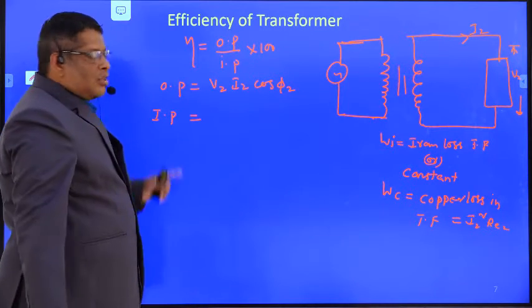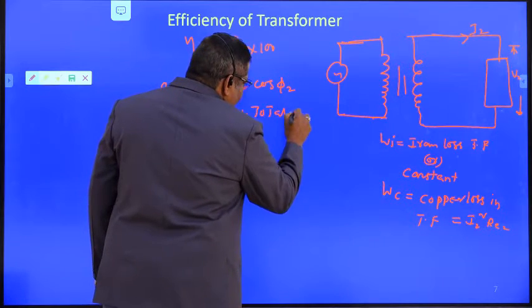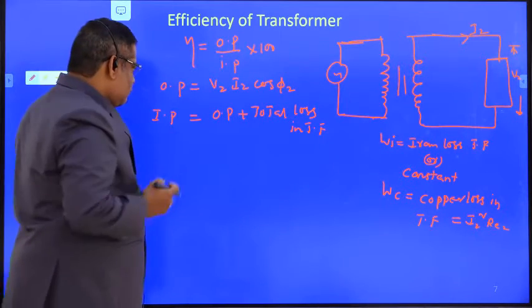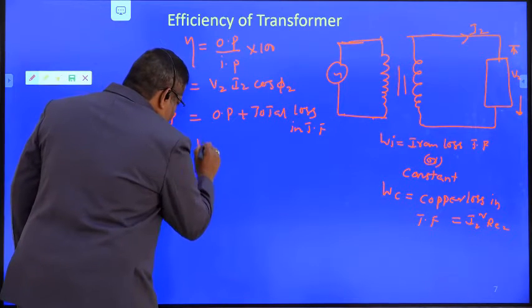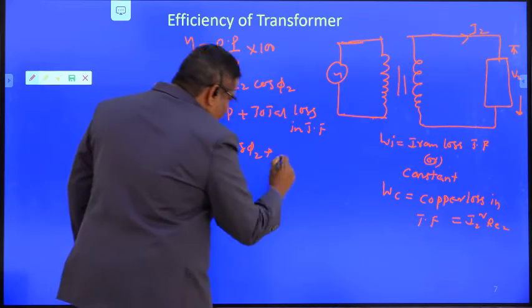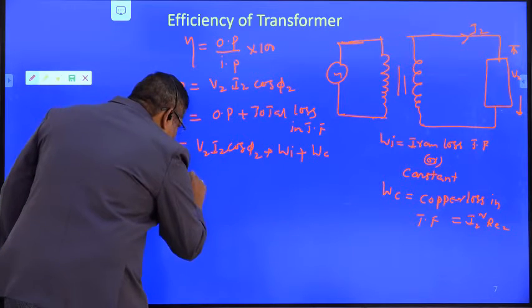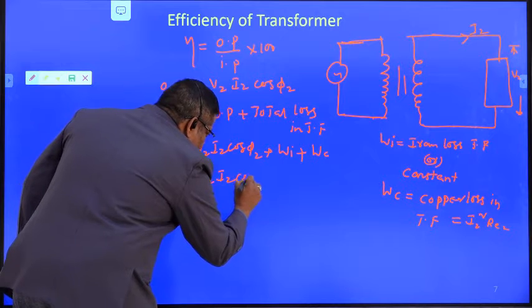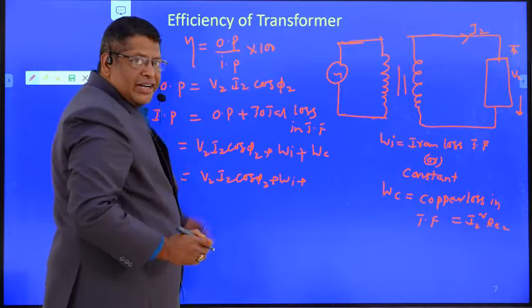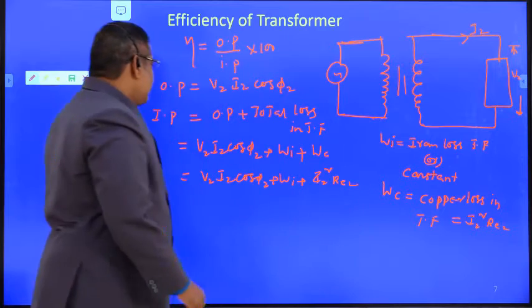Input power of a transformer is equal to output power plus total losses in the transformer. Already we know the expression for the output power, V2 I2 cos phi 2, plus total losses, iron loss plus copper loss. The same equation we can write as V2 I2 cos phi 2 plus Wi plus, in place of copper loss, I2 square Re2. This is the input power.